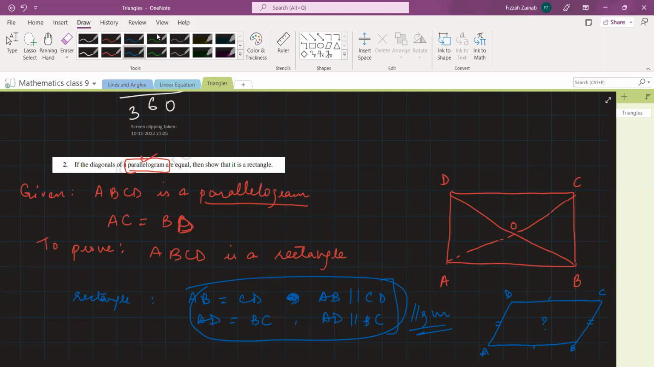Zeba, come on, speak up. Okay, she's not here. Jesslyn, what is the difference between figure 1 and figure 2? Can you tell me?